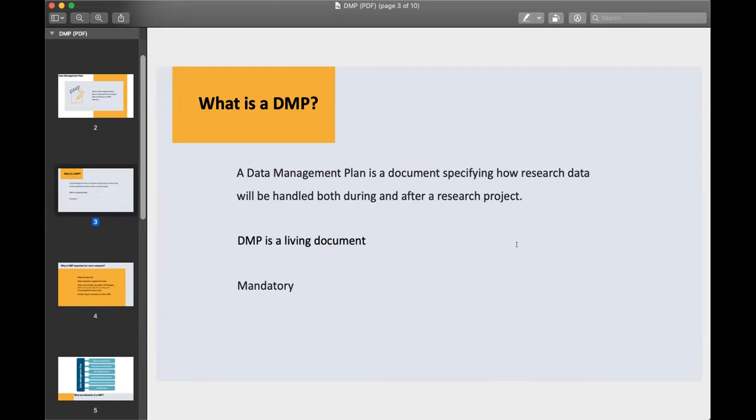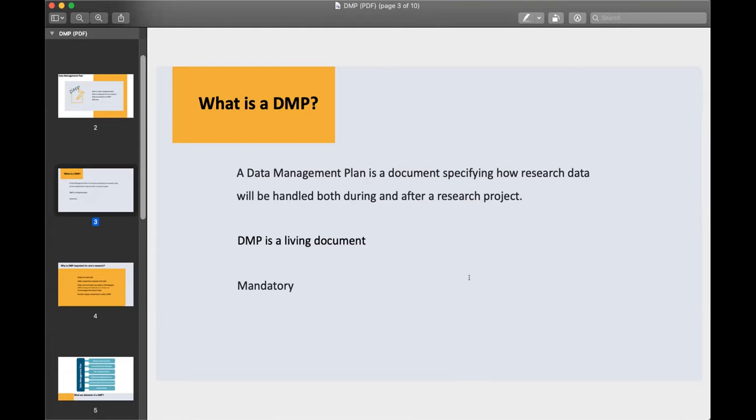A DMP should cover all the phases of the data life cycle Obrad talked about. And the length of a DMP itself varies. NSF, for example, has a limit of 2 pages for a DMP, and Horizon Europe's DMPs can be pretty long. You have to keep in mind that a DMP is a living document. What does it mean? It means that it evolves over time. So it not only can, but should be updated during the project itself. You can make several versions of it, the last one being the one at the end of the project. A DMP is done when the project is done.